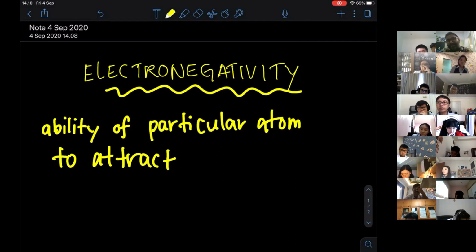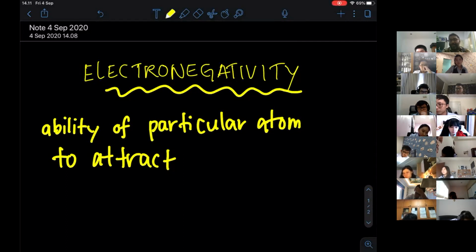Other atoms, not really. Because electronegativity definitely has got to do with electrons. So Arwen, what do you think? Ability of a particular atom to attract what? Electron from another atom. Very good. But this one, what kind of electron are they actually attracting?